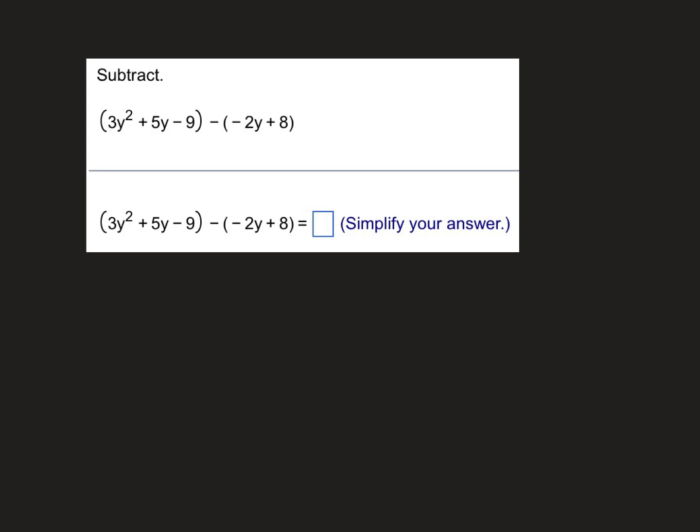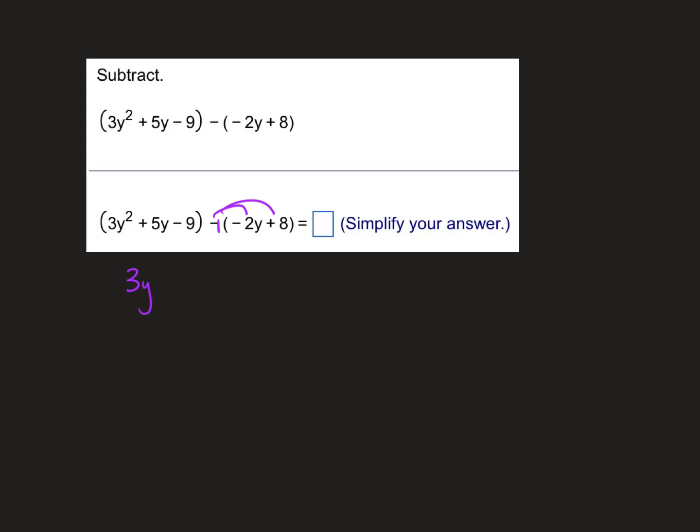Now, I have seen people distribute the negative and turn everything positive. That may be the best strategy for you. If you don't like that, you can do the same thing we did on the last screen, but then instead of adding things together, you're going to subtract them. So I think most students have better luck with distributing the negative. This is like a negative 1 here.